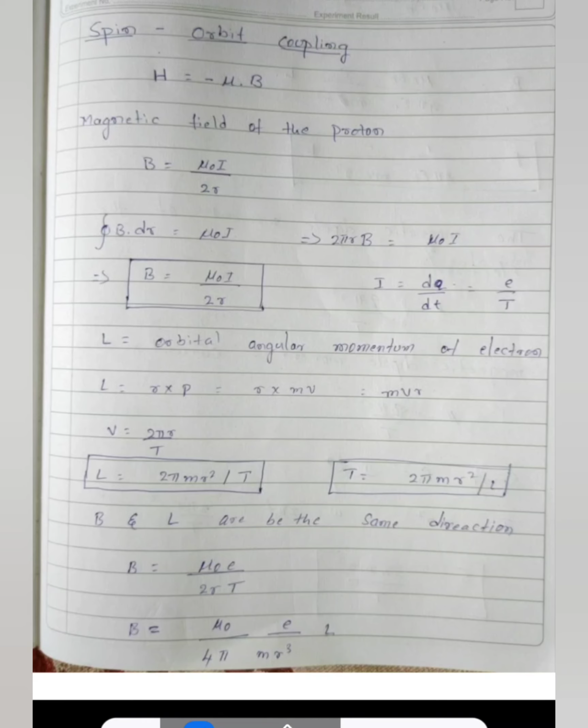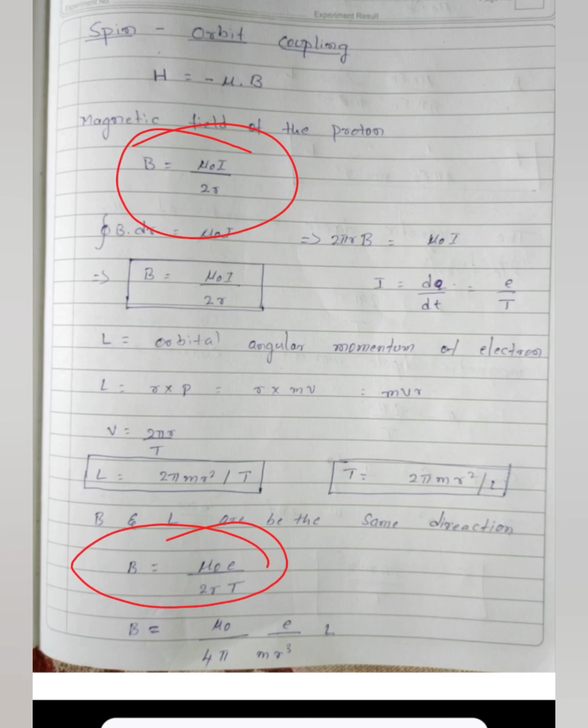Here you can see B is equal to mu naught I divided by 2 R. So I replace current I is equal to E by T. So the equation becomes B is equal to mu naught E divided by 2 R T.